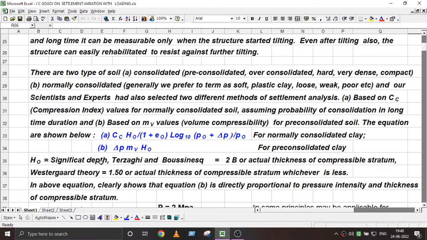H0 is the significant depth. Let us consider homogeneous soil, the same layer, the same soil extended up to a reasonable depth. Terzaghi and Vesic have suggested H0 as twice B or the actual thickness of the compressible stratum, whichever is less. On the other hand, Westergaard theory suggests 1.5B or the actual thickness of the compressible stratum, whichever is less.